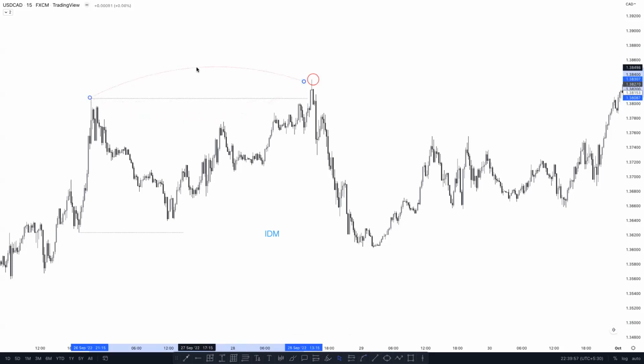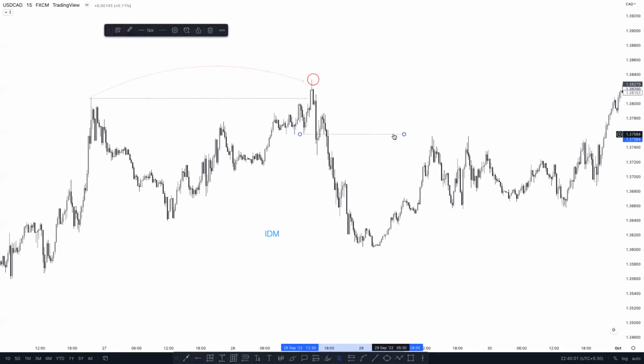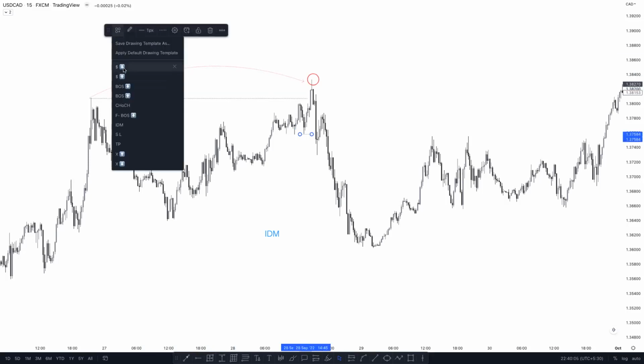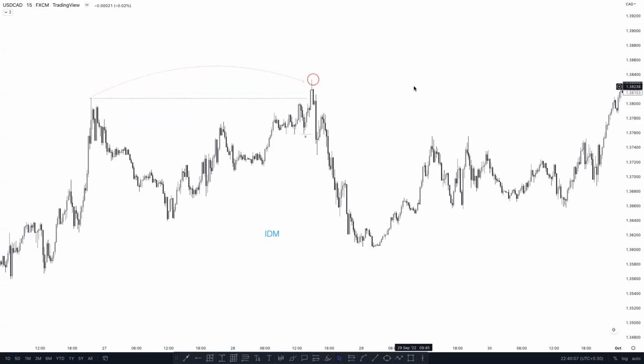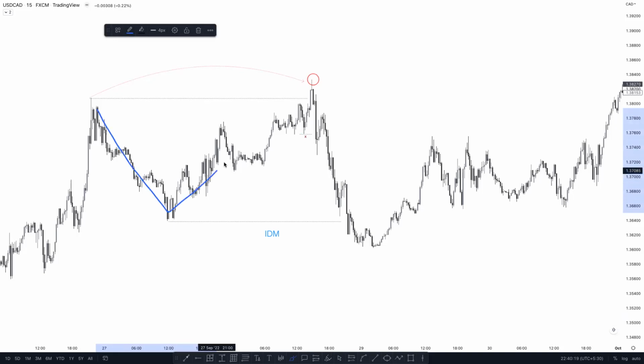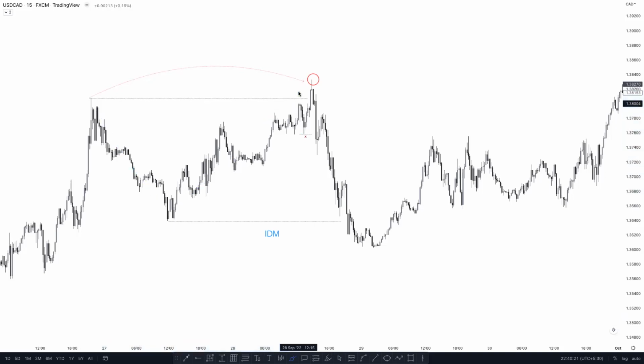The market broke this high, so our inducement will also transfer from here to here. Actually, this is our minor inducement, as you know, and the major inducement is here, right? So this is our major and this is our minor, right? And why is this a minor and major? Because this is a single leg, right?